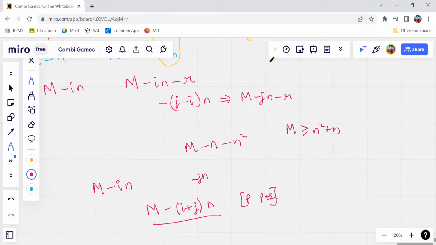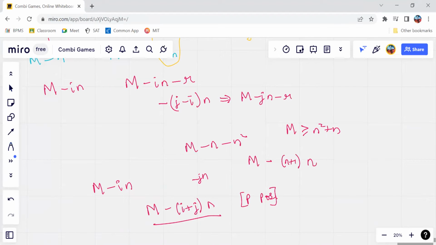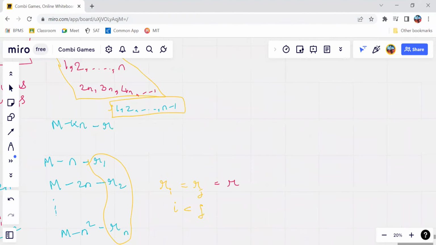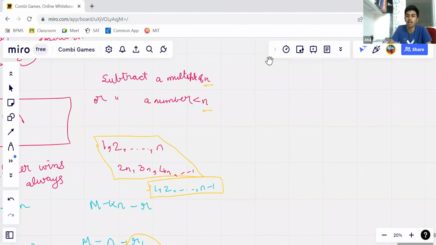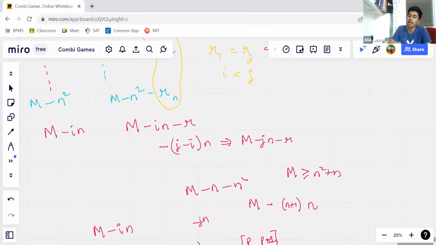Yeah, so you can subtract that much. A can subtract n plus 1 times n, which is a multiple of n. But you can only choose up to n squared, right? No, any multiple of n. Okay, this goes on till n squared and beyond. Yeah, I should have been clear about that.